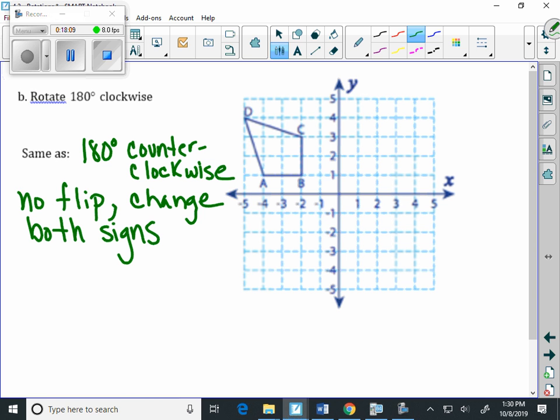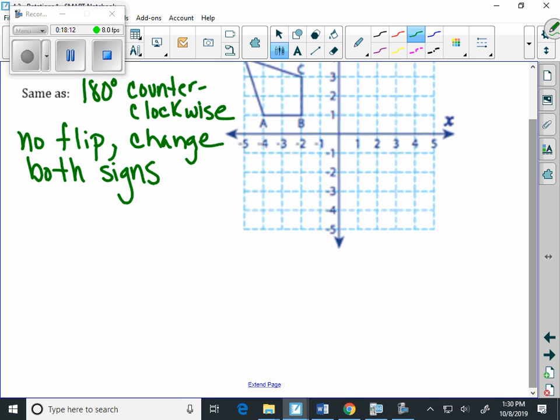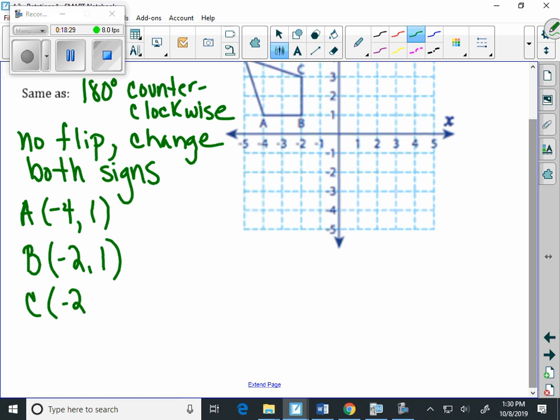So as we look above on our papers at 1B, we have the ordered pairs written down already. A is -4, 1. B is -2, 1. C is -2, 3. And D is -5, 4. But this time what we want is no flip, and change those signs.